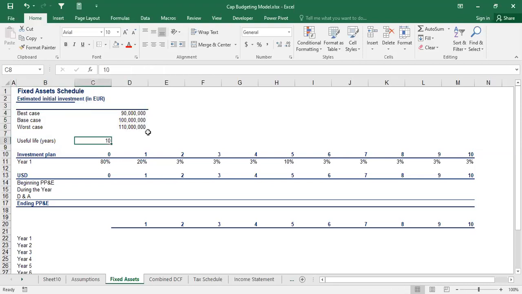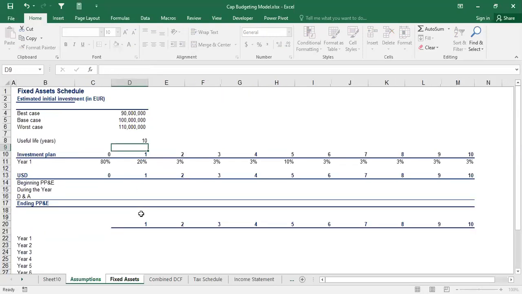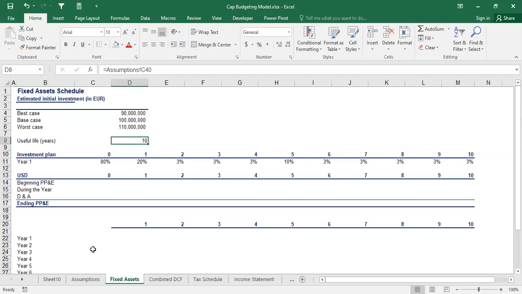And I'll put my useful life also here so that I see these things here. Let me link this also from here to 10 years, this one. So this is also linked to that sheet. So changes will be made in assumptions, and all things will be connected.